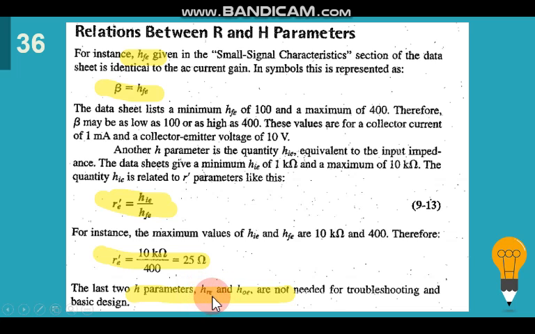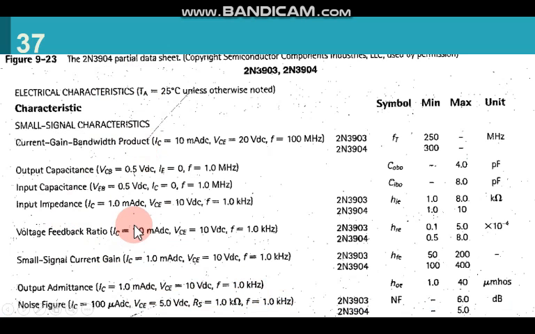The last two H parameters are HRE and HOE. HIE is input impedance. HRE is called voltage feedback ratio or reverse voltage gain. It will be input voltage upon output voltage. HFE is a current gain. HOE will be output admittance, that means it is current upon voltage, IC upon VC, output current upon output voltage. All these things you will see in detail in the later chapters. Okay, all four H parameters.